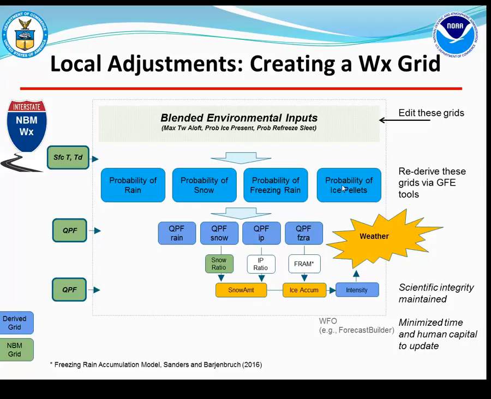It doesn't have a bias that the forecaster may build into it, and it also keeps the data set scientifically and internally consistent with the temperature and dew point fields. And then we can rederive the lower portion via forecast builder. This entire infrastructure, or this entire flow chart here, is completed and available to be completed within the GFE forecast builder tool set. So it allows local adaptation, local adjustments when the NBM delivered information is not consistent with the current weather scenario that is ongoing.